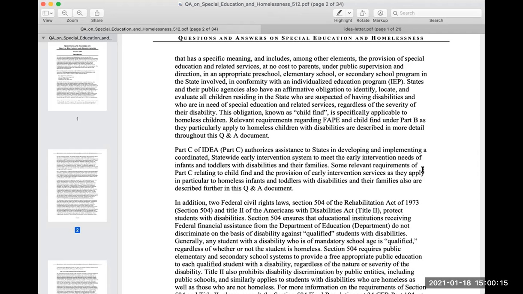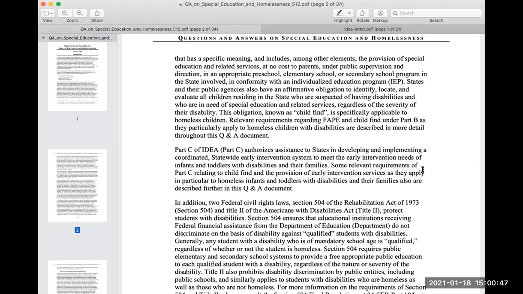Part C of IDEA authorizes assistance to states in developing and implementing a coordinated, statewide early intervention system to meet the early intervention needs of infants and toddlers with disabilities and their families. Some relevant requirements of Part C relating to child find and the provision of early intervention services as they apply in particular to homeless infants and toddlers with disabilities and their families also are described further in this Q&A document.